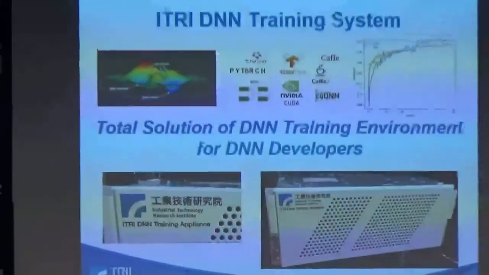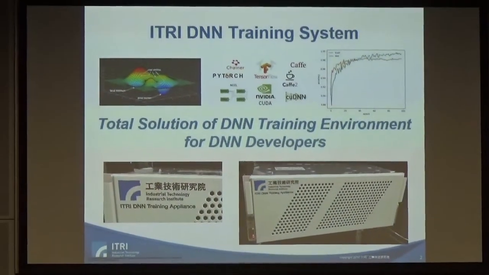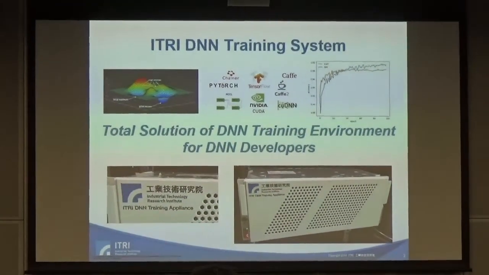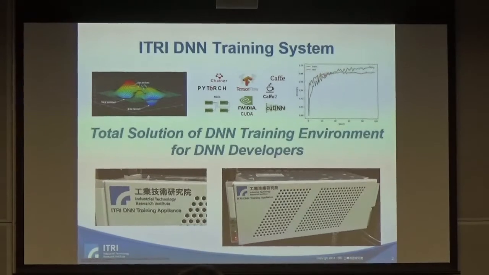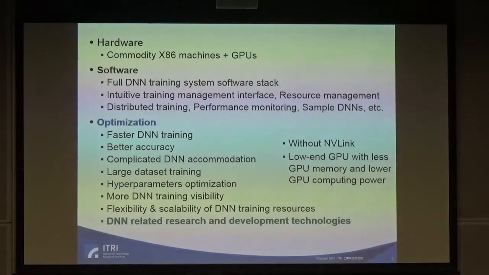The ITRI DNN system is a total solution for DNN and deep learning developers, a training environment with hardware and software parts. The hardware part targets a commodity x86 server with GPU. The software part is a full DNN training software stack and an interface that allows the DNN developer to access their DNN training jobs.